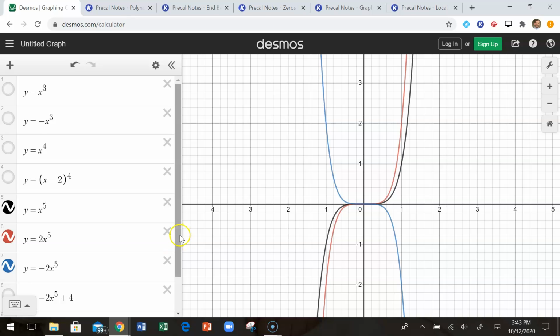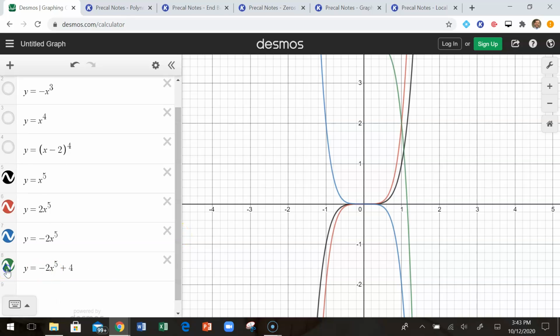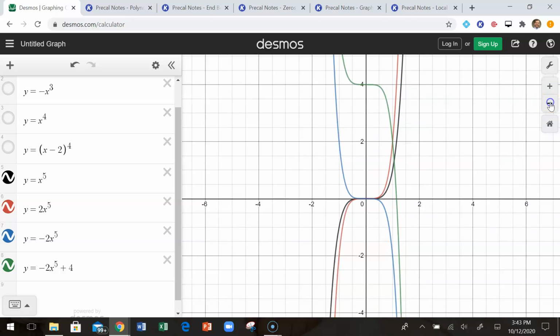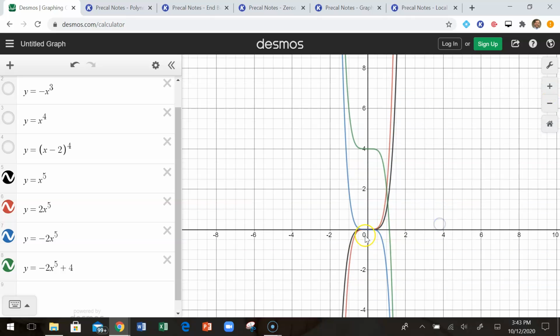And then the last thing is we take that and we move it up 4. And so I'll zoom out so you can see that, but that's just taking that blue graph and translating that 4 units up. So if I get rid of the middle parts here, we take the parent function y equals x to the fifth, and we simply just do all of those transformations, and we end up with this green graph, which is a vertical stretch, then reflected and translated up 4 units.